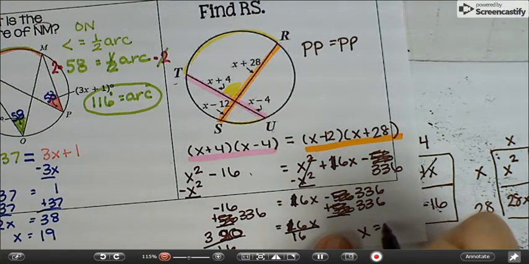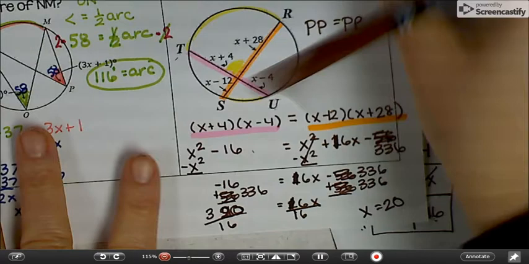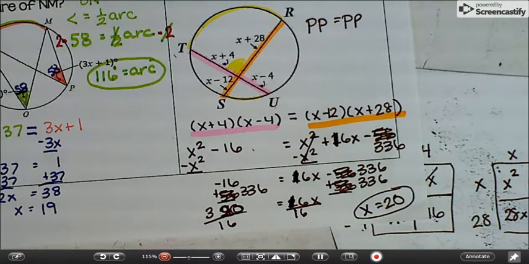So x equals 20. That's x. Okay. I apologize for any and all little mathematical mistakes, but you can see I have a degree in this stuff. I teach it all the time, and I still screw up sometimes.